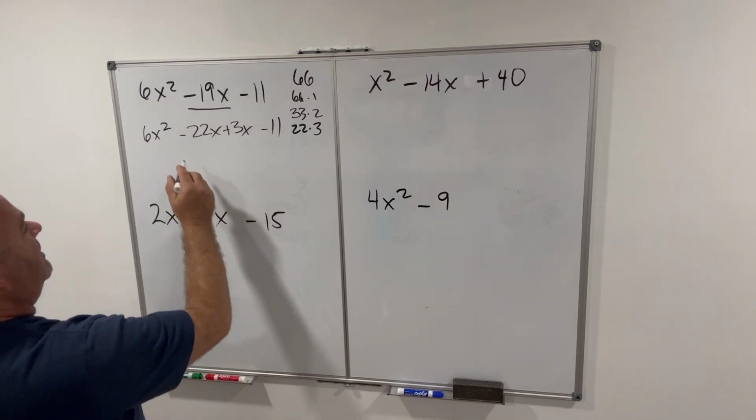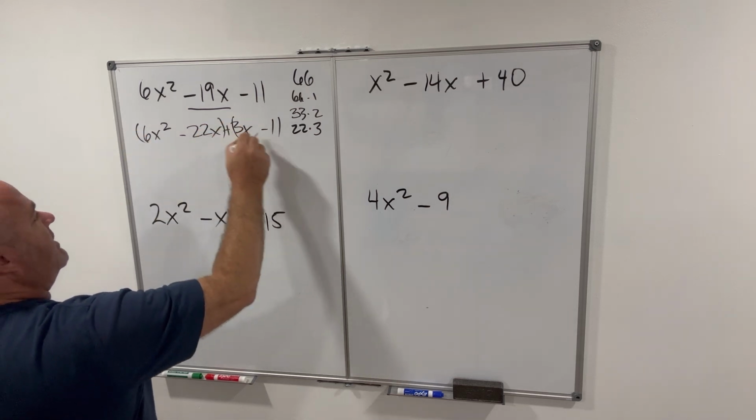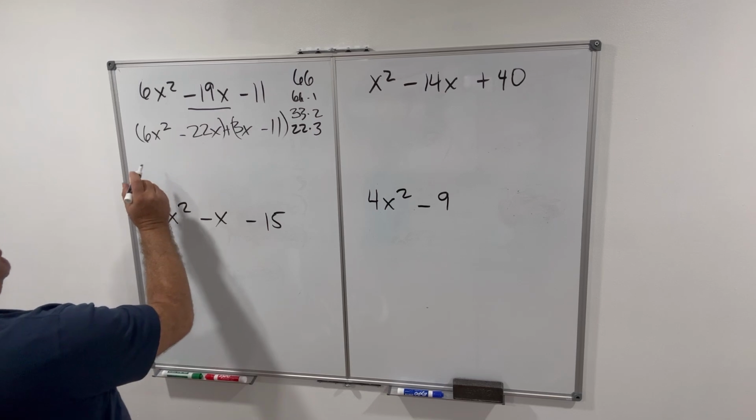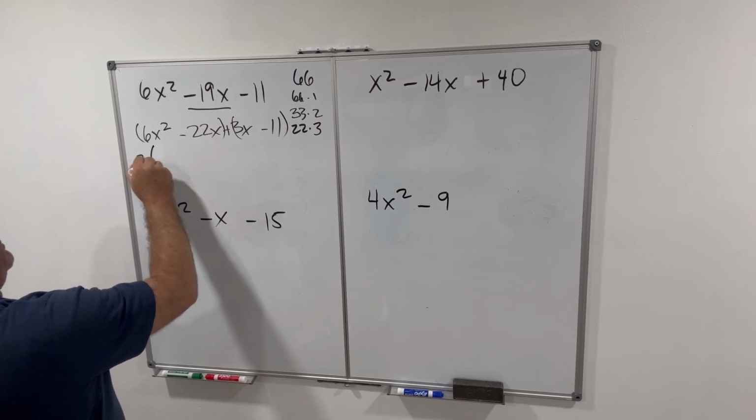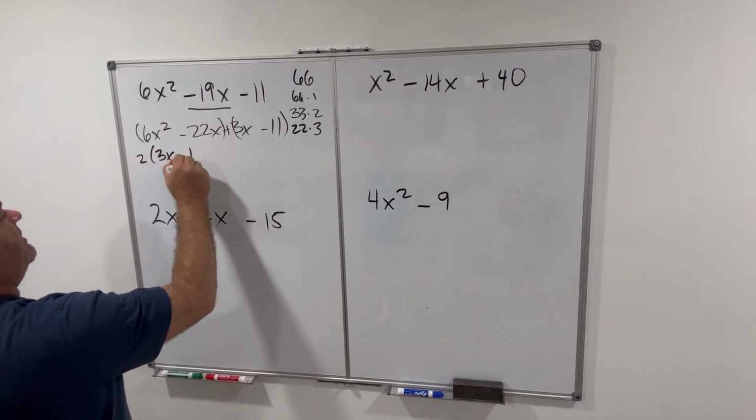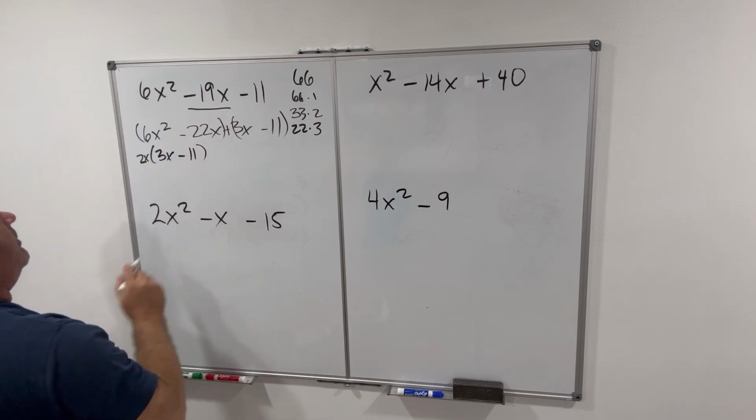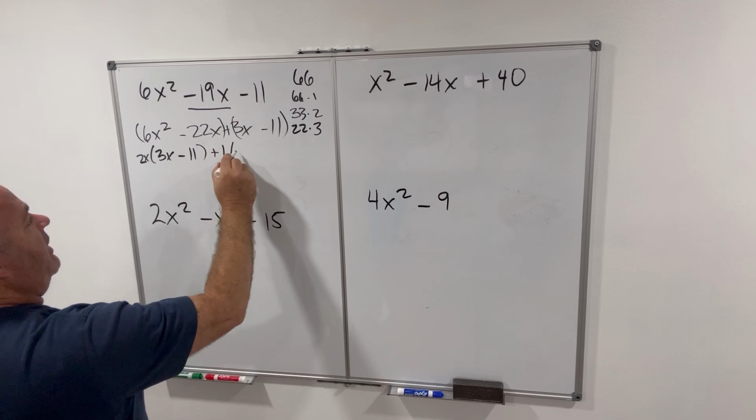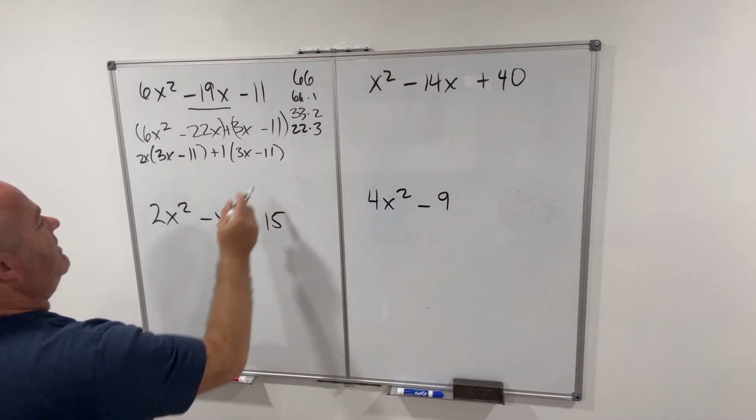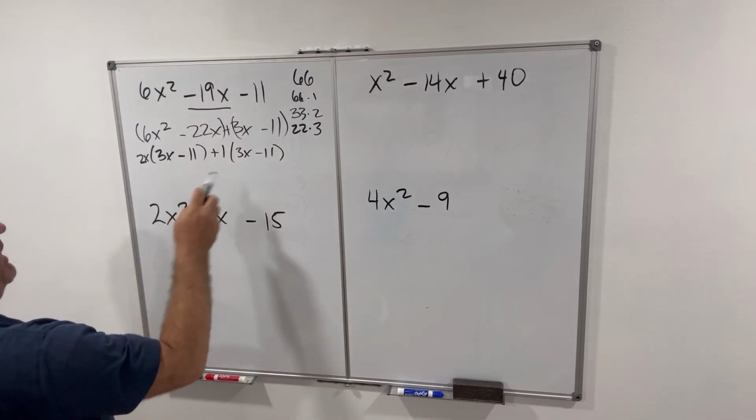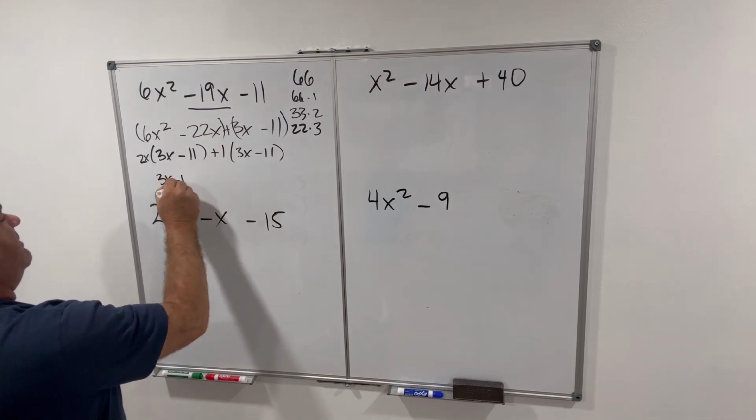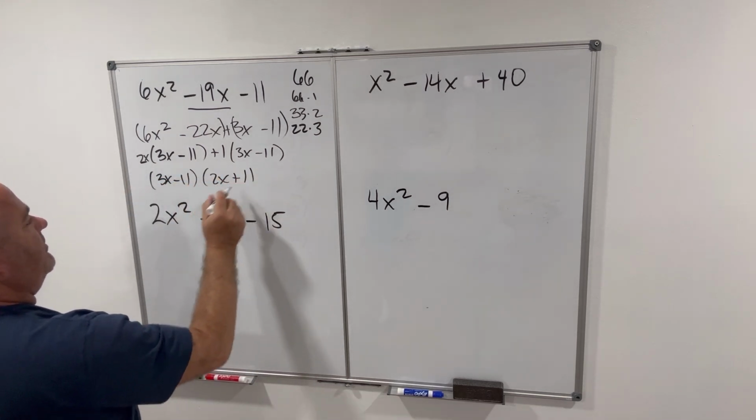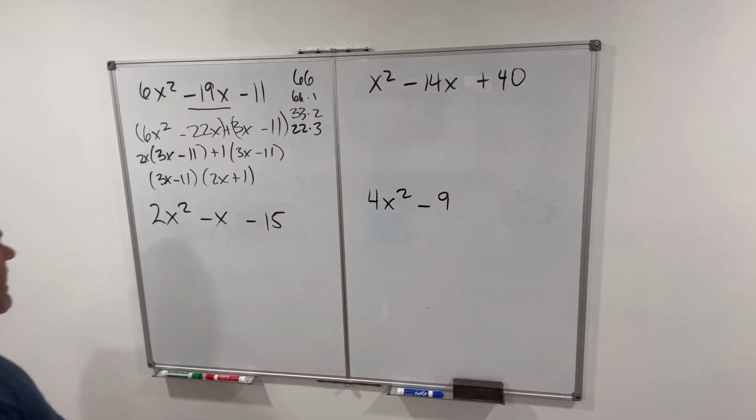So we haven't changed anything, but now we're going to go ahead and just group these and factor. So in this case, we can pull out a 2x, and we're left with 3x minus 11. And then here, we can't pull anything out, so we're going to leave it as a 1 times 3x minus 11. And now if we factor out the 3x minus 11, we're left with 2x plus 1. And that's our factored solution.